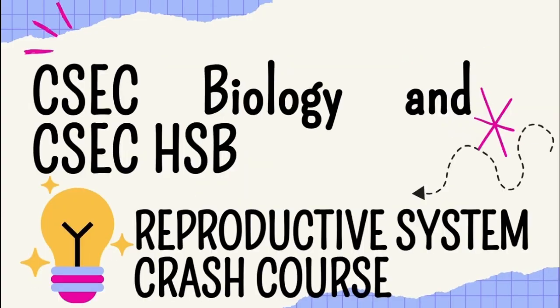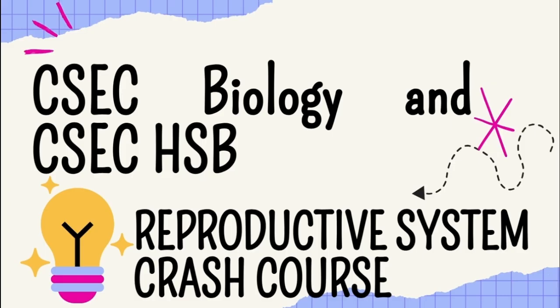Okay, so basically we're going to be doing a reproductive system crash course. This is for both CSEC biology and CSEC HSB. Even though CSEC biology is more general, and CSEC HSB is more focused on the human body, it's the same thing. It's the same thing in CSEC biology, and it's the same thing in CSEC HSB. This particular topic is in both syllabuses, right?